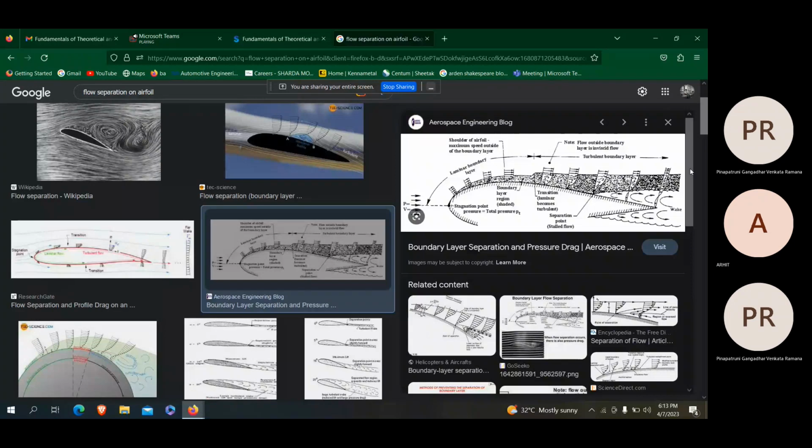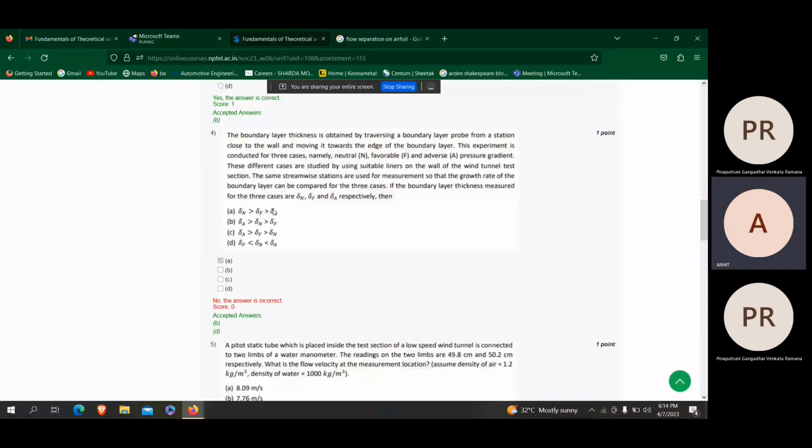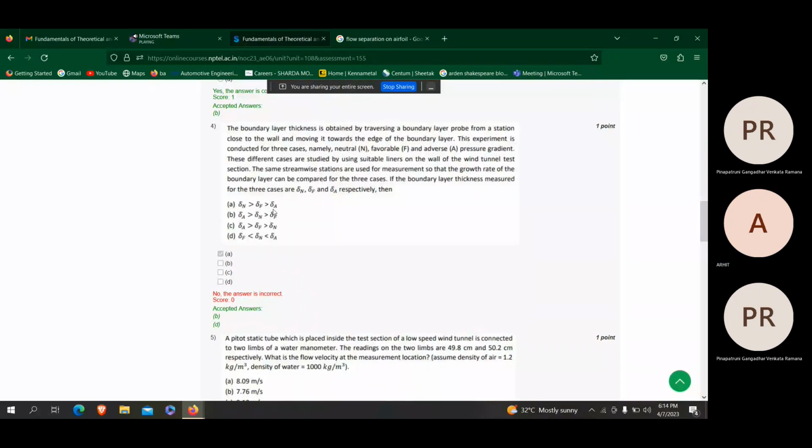Definition is always definition, right? We have to follow that. So the definition states you should measure from the wall. Okay, sir, got it. I got the separation concept wrong, sir. You should follow the definition. Based upon that only the question was framed. Okay, sir.